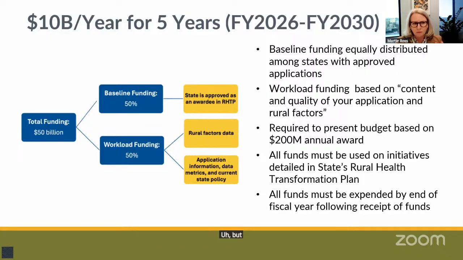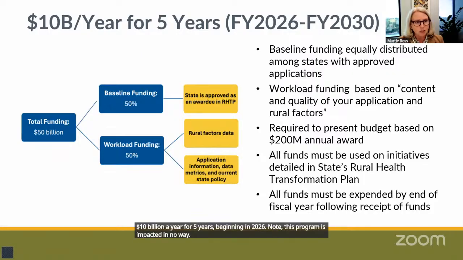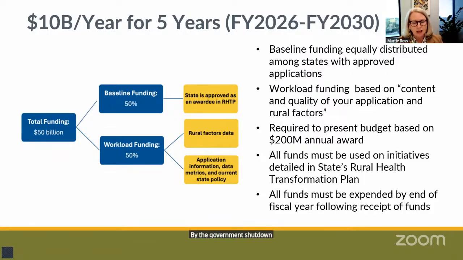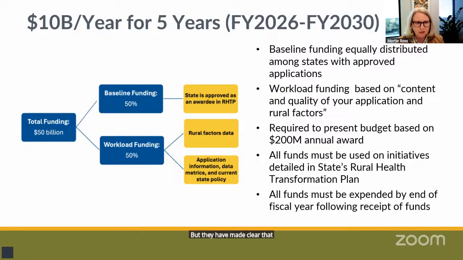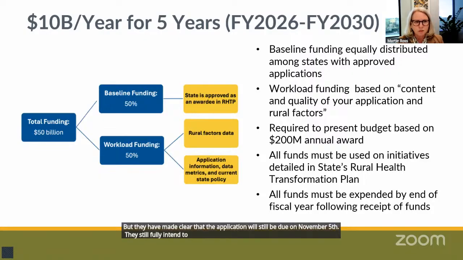But we have $10 billion. The federal government has appropriated $10 billion a year for 5 years, beginning in 2026. Note, this program is impacted in no way by the government shutdown, except for the fact that CMS is not able to post updated FAQs on its website. But they have made clear that the application will still be due on November 5th. They still fully intend to make awards by December 31st.